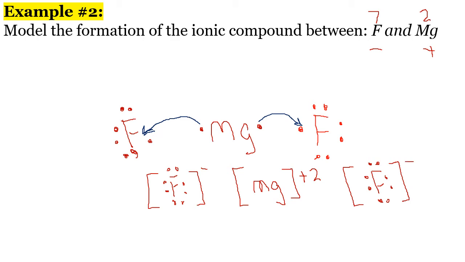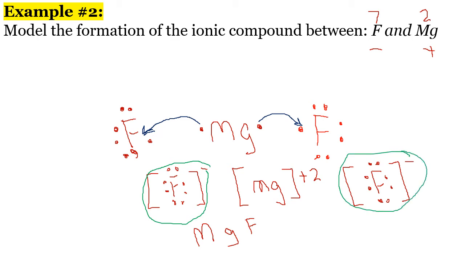Now, when we write the formula, the rule is cation first. So magnesium is going to go first, okay, and then the anion, fluorine. Now, if you notice, we had two fluorines, one and then two. So when we write out our formula, it's going to be Mg and then F2 because we had two fluorines, and that will be our formula.